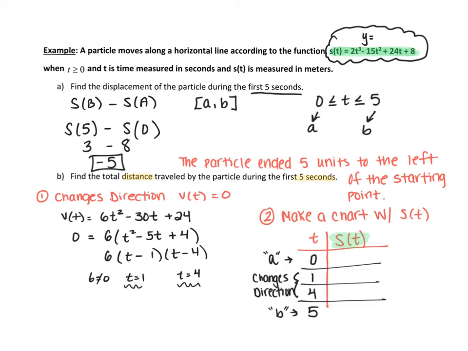Okay, so for 0, you should have gotten 8. For 1, you should have gotten 19. For 4, you should have gotten -8. And for 5, you should have gotten 3. Now, the values that you just found, the 8, the 19, the -8, and 3, these are the positions on the horizontal line.